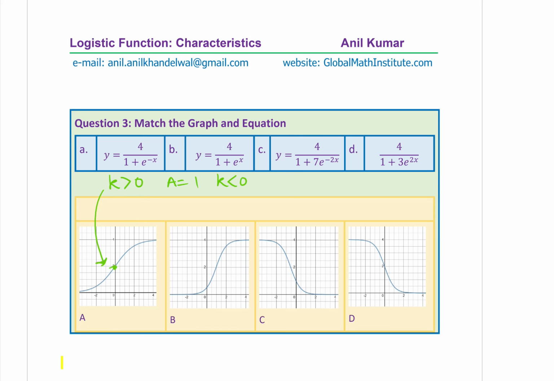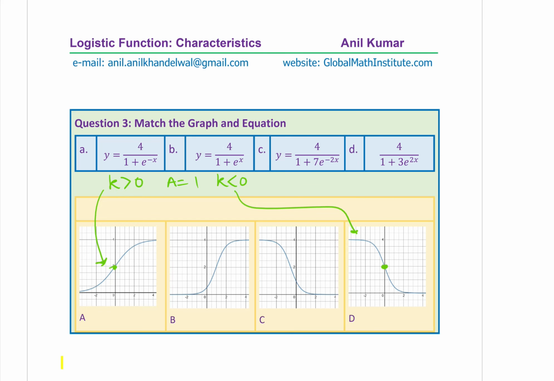which is the point of inflection. Now the second one, because the value of k is negative, it is decreasing all the way, and the center value is at the y-intercept, the point of inflection, right? So that matches. Now let's look into the third.